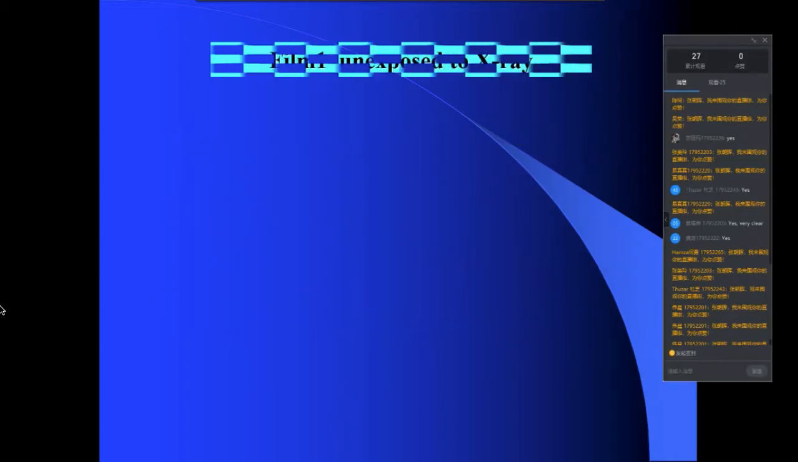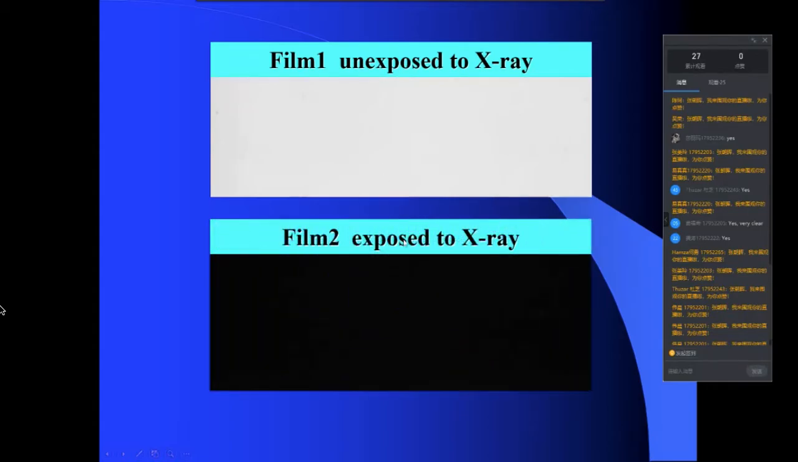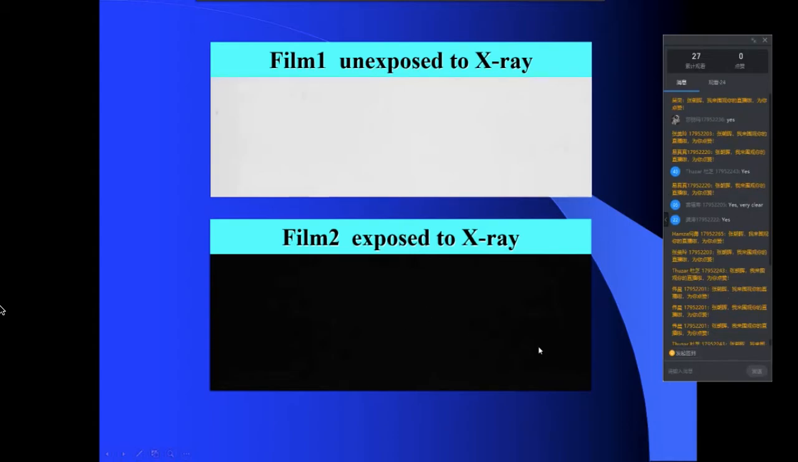Here are two X-ray films which are unexposed to X-ray and exposed to X-ray respectively. The latter is obtained without any exam object between the film and the X-ray tube. After development and fixation, the film unexposed to X-ray looks white, and the film exposed to X-ray looks black.